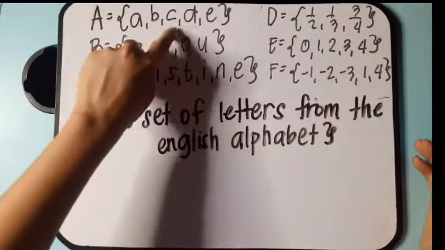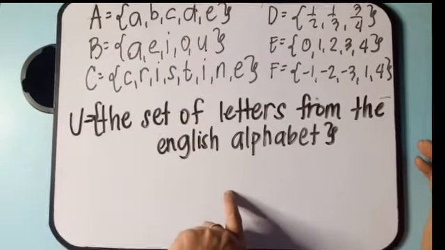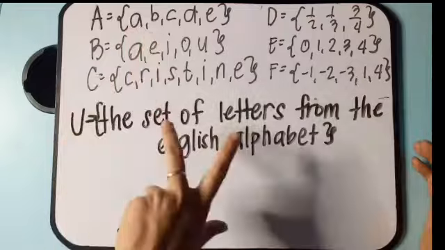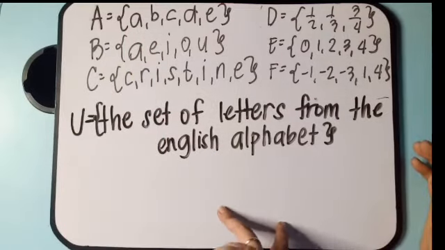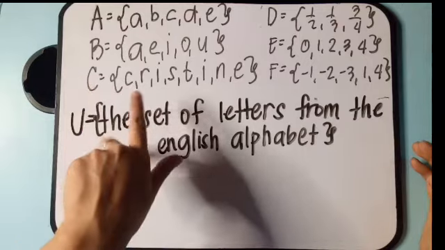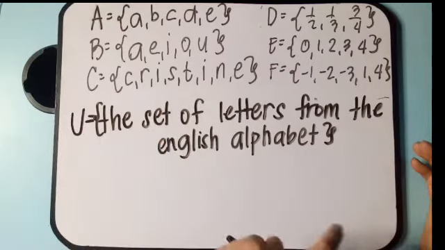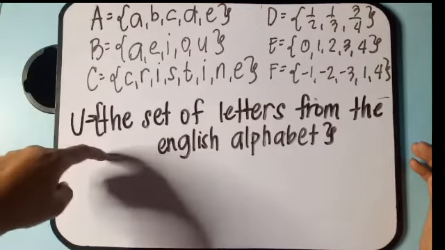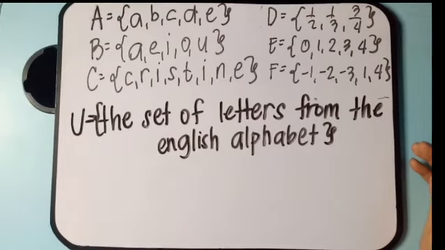Are A, B, C, D, and E part of the English alphabet? Yes. Are the vowels part of the English alphabet? Yes. Are the letters from my name, Christine, part of the English alphabet? Yes. Therefore, the universal set of these 3 sets here are the set of letters from the English alphabet. They are part yung kabuuan, okay?